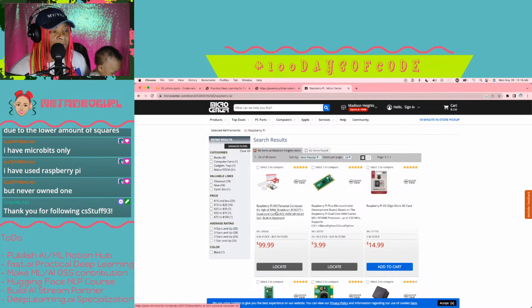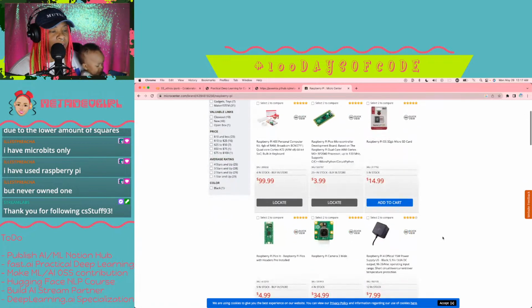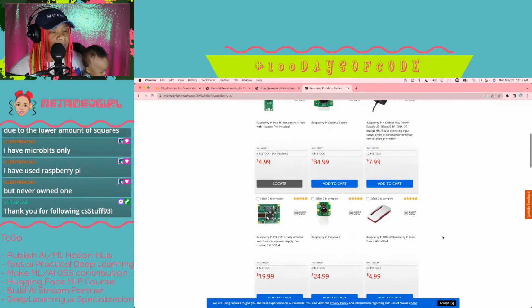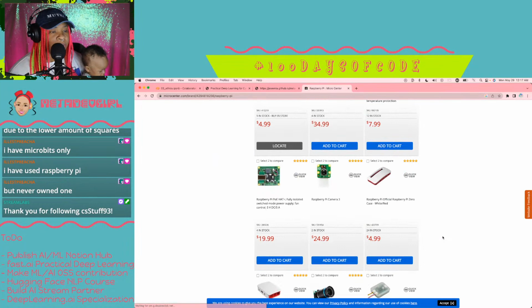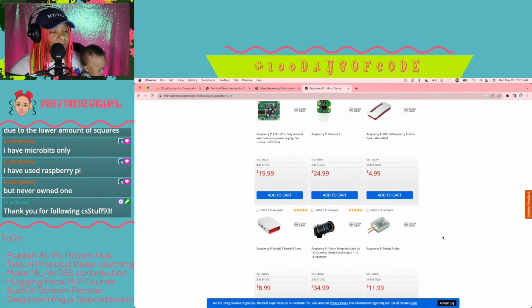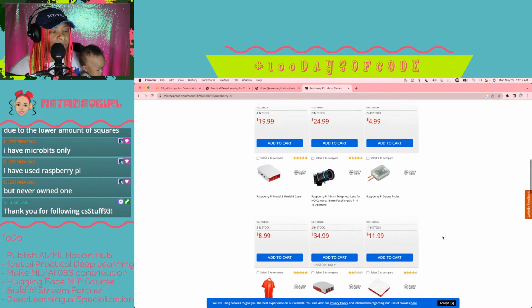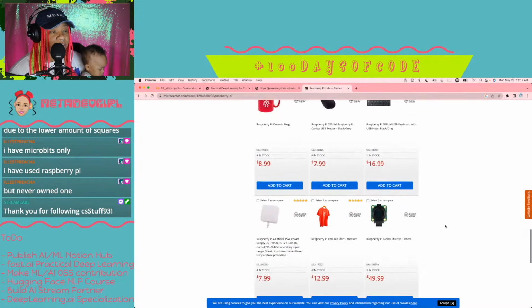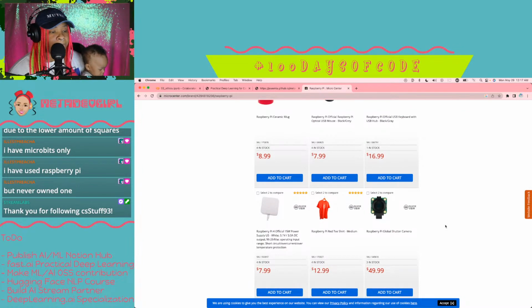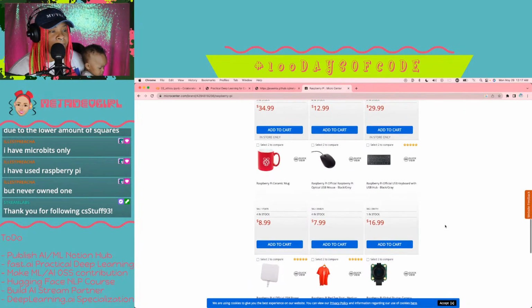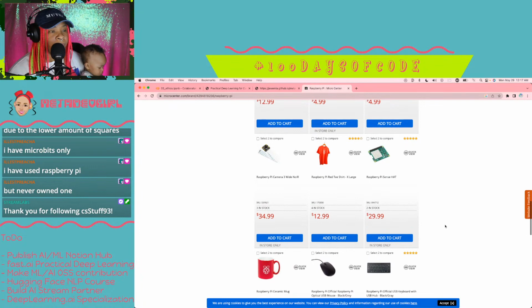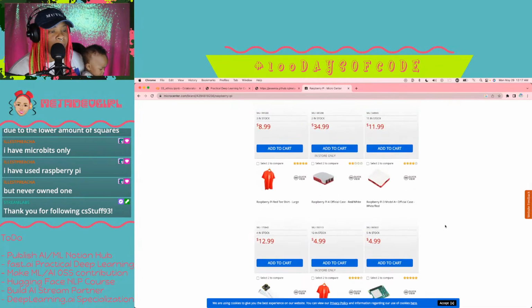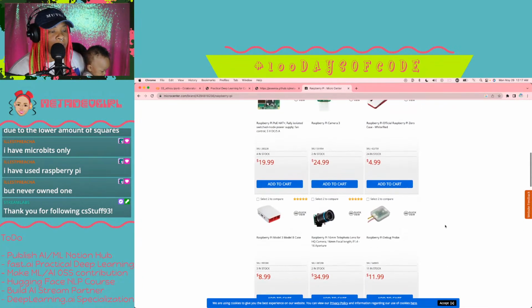They have the computer kit. That thing is like $100. That's surprising to me, but maybe it's a sign of the times as well. Most of these are just cases. Lots of cases.